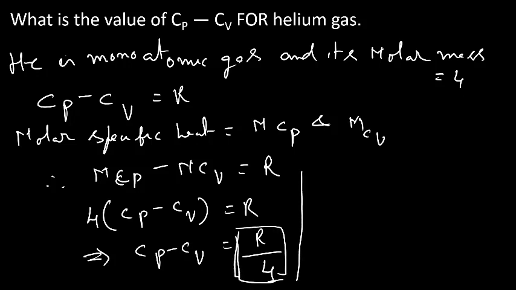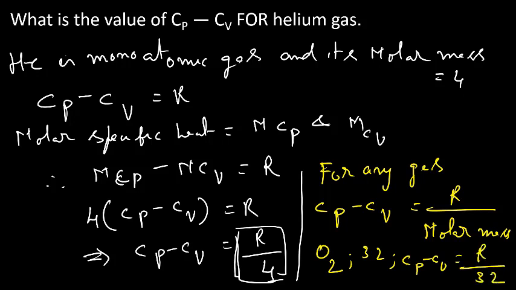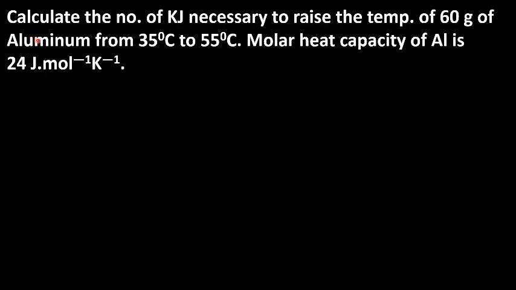So here for any gas, Cp minus Cv is equal to R by molar mass. For example, for oxygen, what is the molar mass of oxygen? 32. Therefore, Cp minus Cv for oxygen equal to R by 32. For nitrogen, it is 28. Therefore, the value of Cp minus Cv for nitrogen gas, N2 gas equal to R by 28. Let us do another problem.